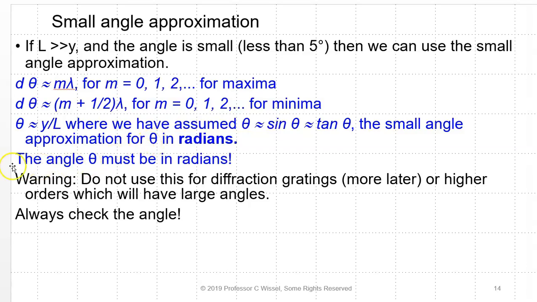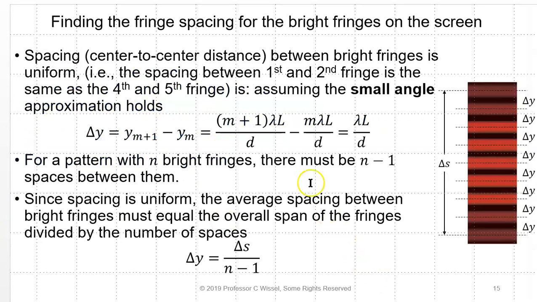Remember that? So be warned, theta must be in radians. Do not use this for diffraction gratings. We'll talk more about that later. Also do not use it for higher orders, which will have large angles. Always check the angle. Go back and make sure it's smaller than 5 degrees. And we'll show you an example of that in a minute.